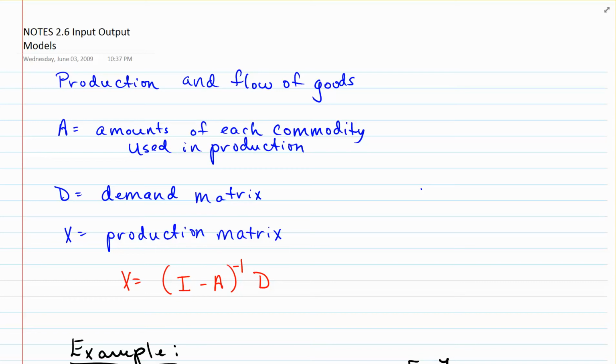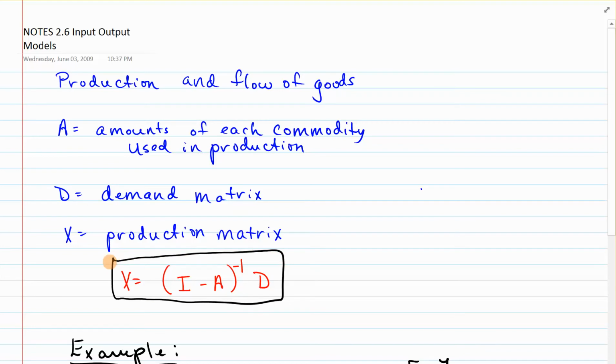This is section 2.6, Input-Output Models. We're going to use matrices to deal with some questions about production and flow of goods. The formula that you need is right here, so we need to remember this formula.